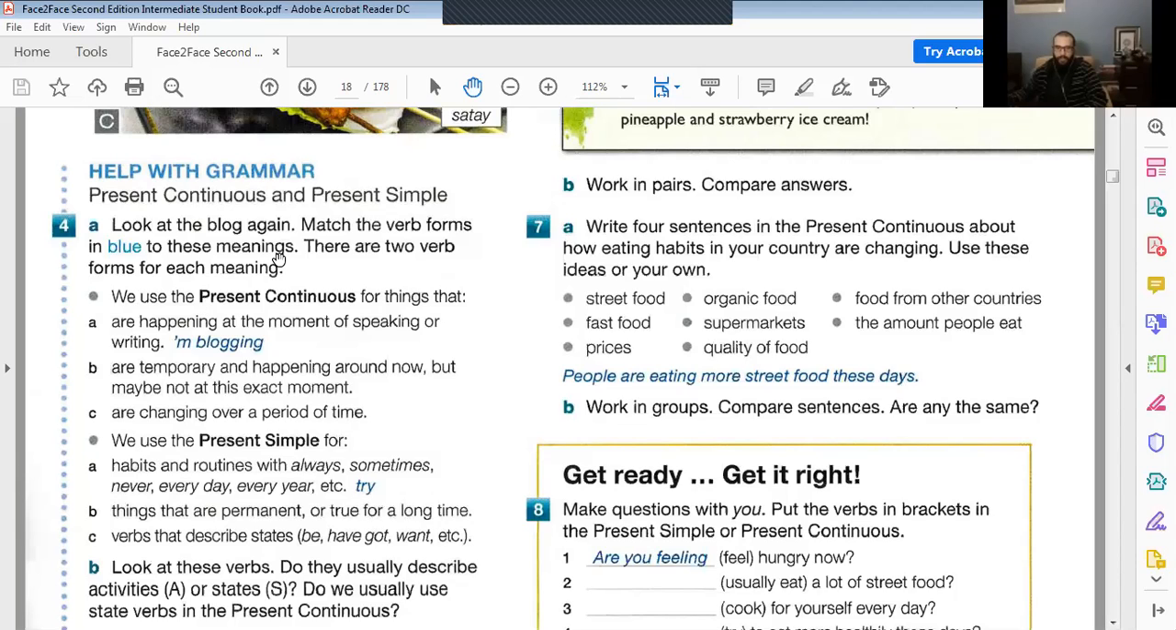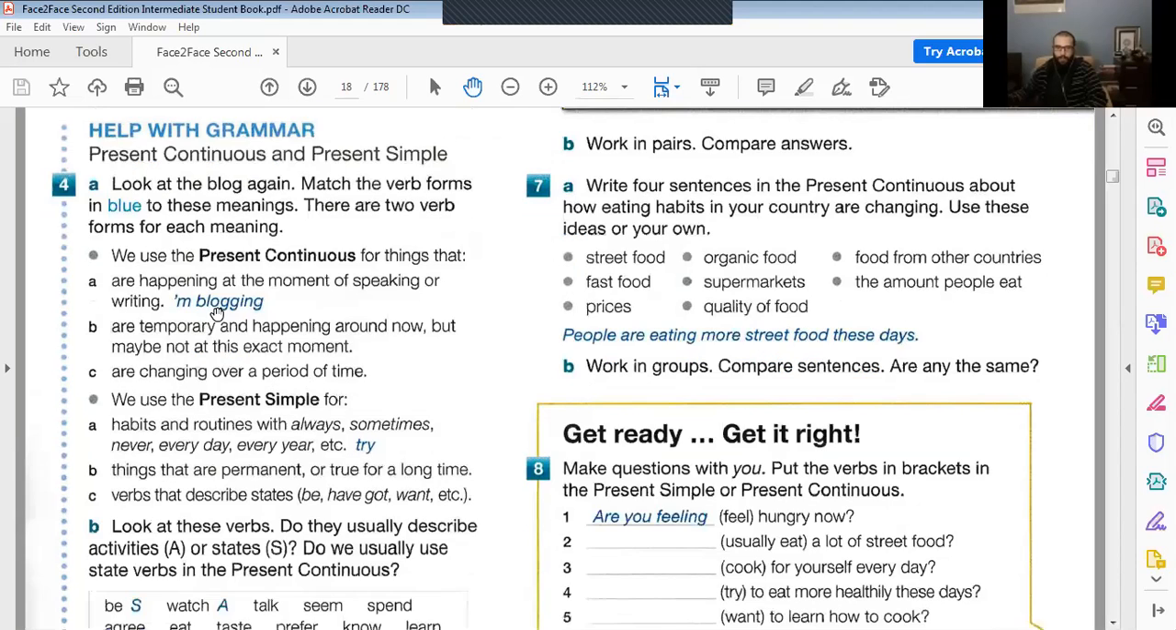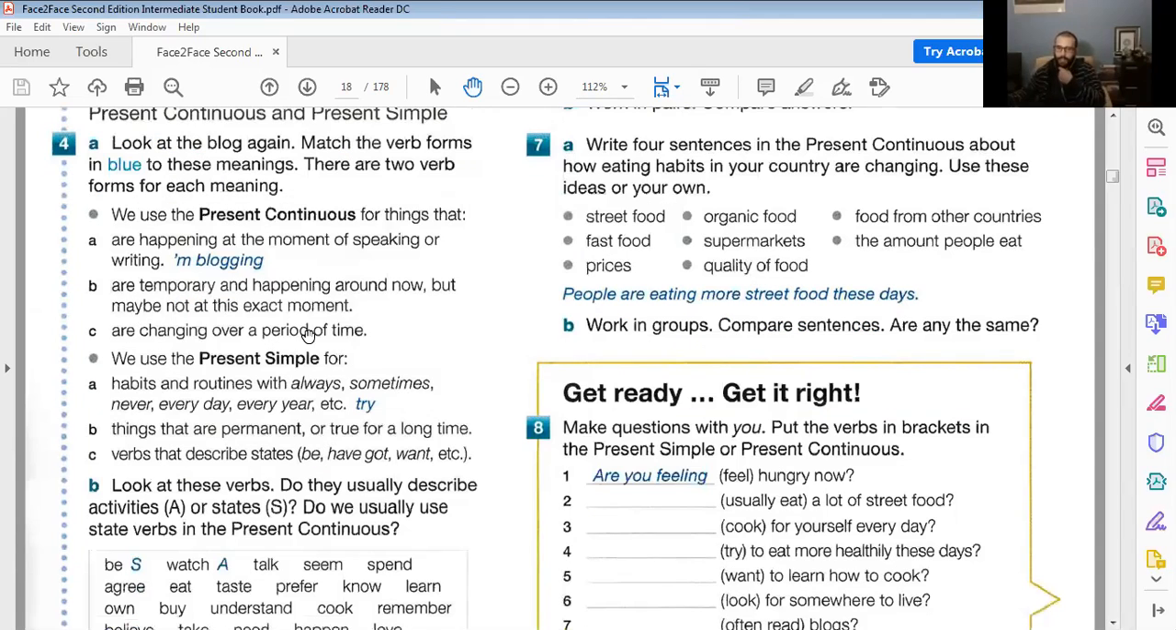Okay. So here we're just having a quick revision. We're talking about the different ways of using the present continuous and the present simple. We also agreed that the present simple can be used to talk about habits and routines, especially with an adverb of frequency, and to talk about things which are permanent, or things which are a bit like a fact.